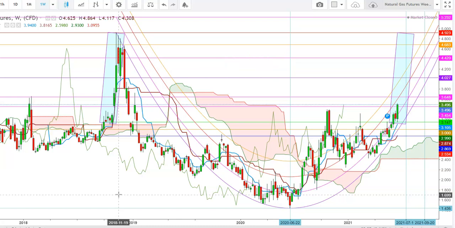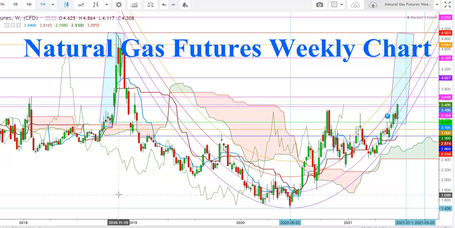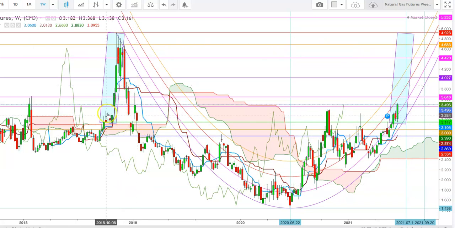So let's start the day to analyze the movements of natural gas futures in different time frames. So friends, here you can see a weekly chart of natural gas futures. Here I would like to tell you how the natural gas futures have been repeating the most of what we have seen in natural gas futures during the year 2018.